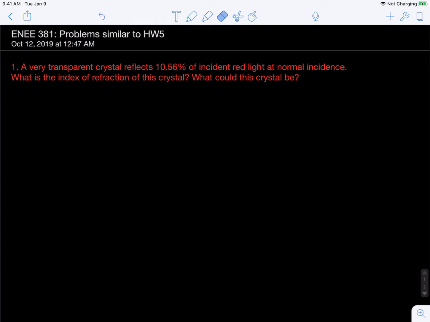So the first problem is: a very transparent crystal reflects 10.56% of the incident red light at normal incidence. What is the index of refraction of this crystal? What could this crystal be?